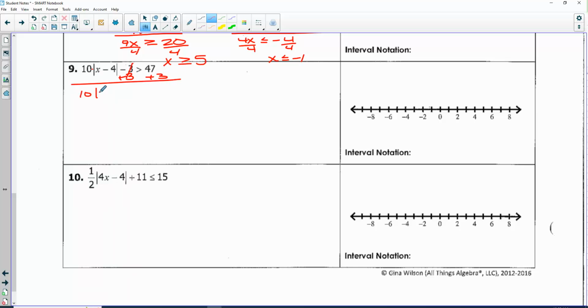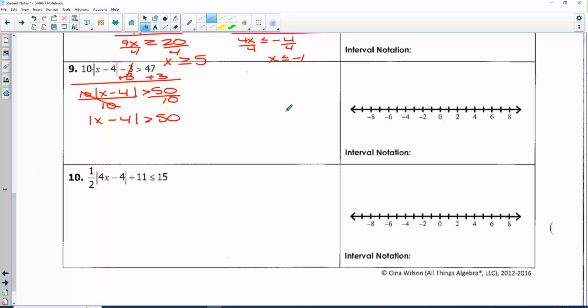So I have 10 times the absolute value of x minus 4 is greater than 50. All right. Noah, how do I get rid of the times 10? Multiply. Yeah, I think you mean the same thing, but we could just divide by 10 to move it over. So the absolute value of x minus 4 is greater than 50. So now the absolute value is by itself.